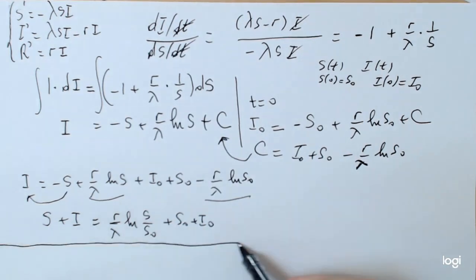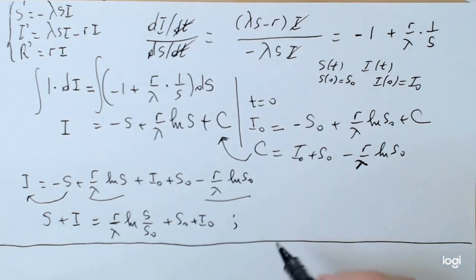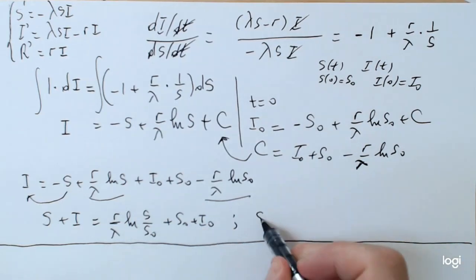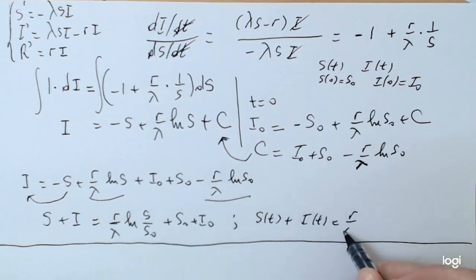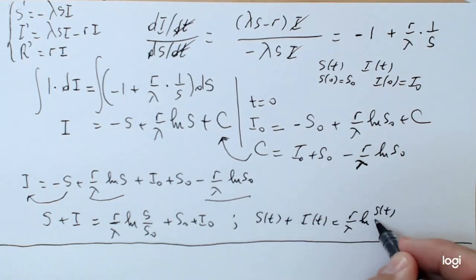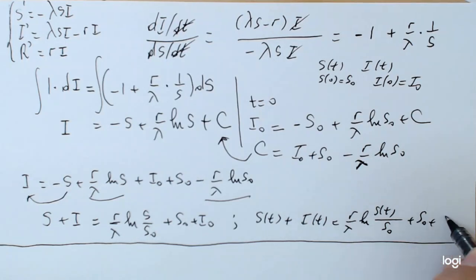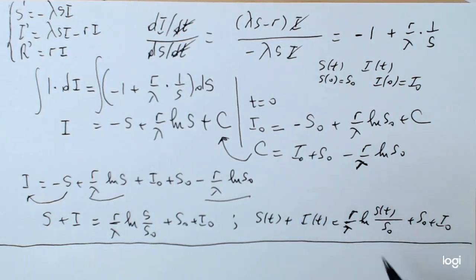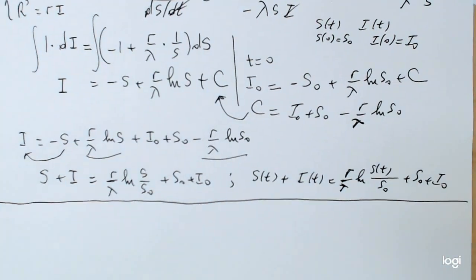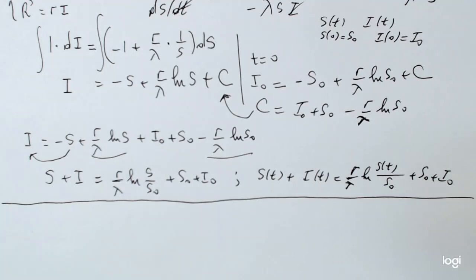Again, pause for a moment if needed and make sure you really understand that what I just wrote here is just a shortcut for S of t plus I of t equals R over lambda ln of S of t over S naught, plus S naught plus I naught. It's very important to understand what gets to be a function and what is a constant in this relation. For convenience, we don't write S of t, I of t all the time, but these are functions of t.